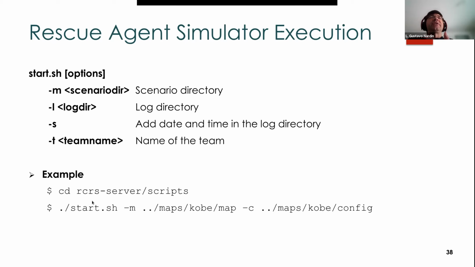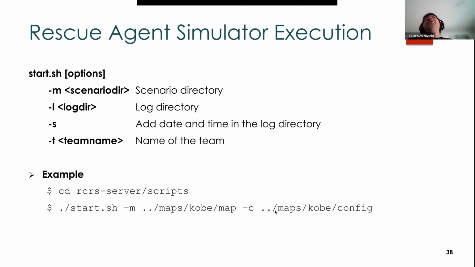Runs the simulator platform. The command is start.sh space -m, so you can point to the map. Since you are in the script, we already have some default maps under the maps subdirectory. So you just point to, for instance, the code map, and you need also to specify the configuration file for that map or for that scenario.